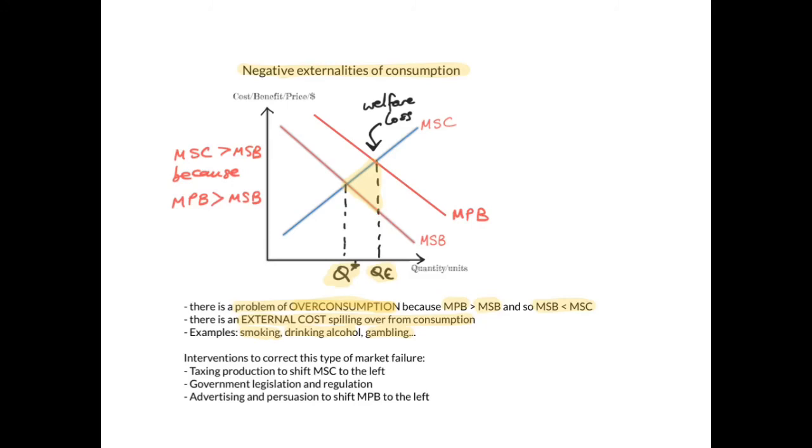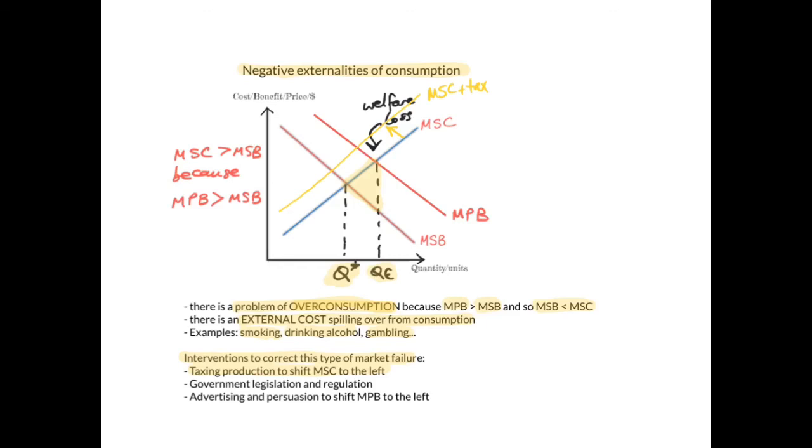So what are some interventions that the government can use to correct this type of market failure? Well, the government could tax the production, which would shift the MSC curve to the left. So maybe try and tax, which would increase the cost of production, and create a new MSC curve, which is MSC plus tax. That's one approach.